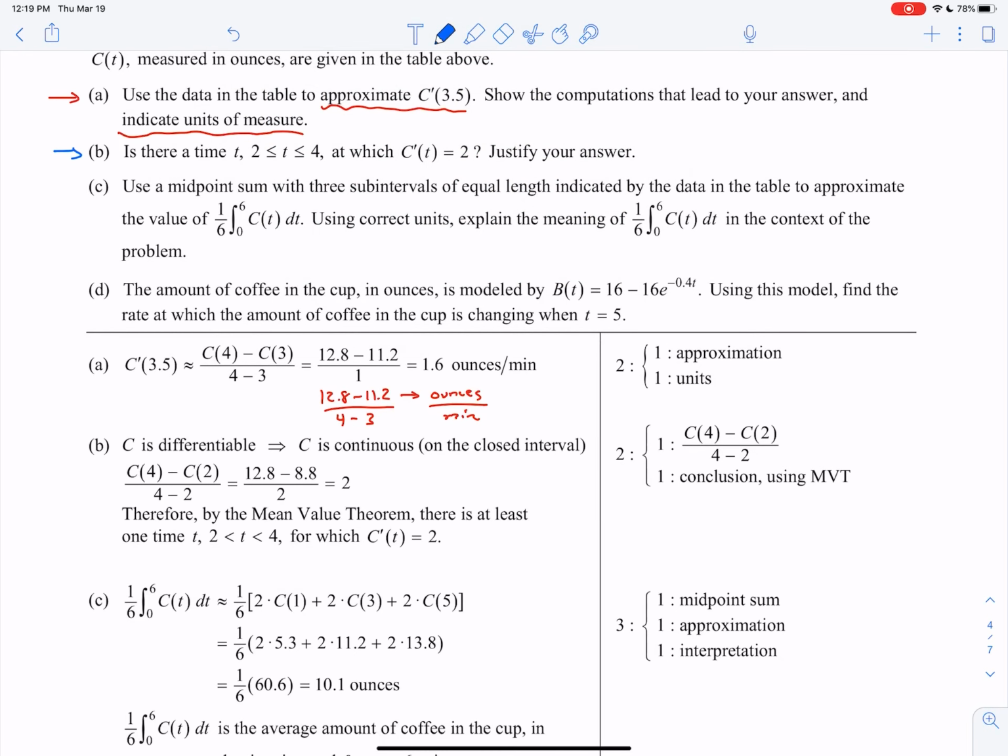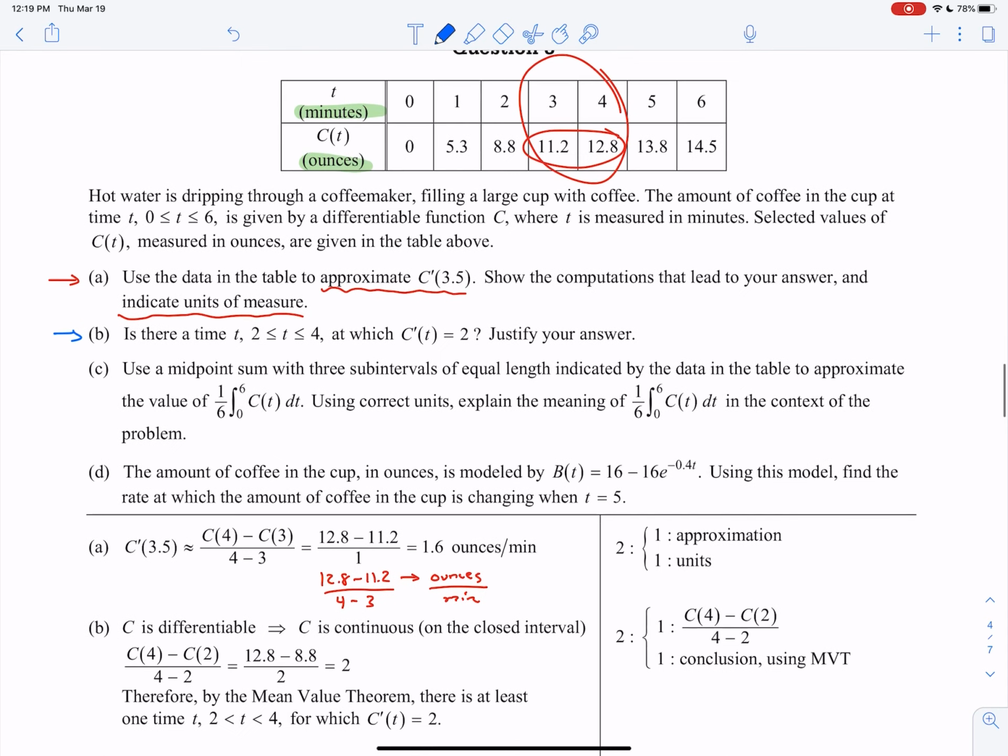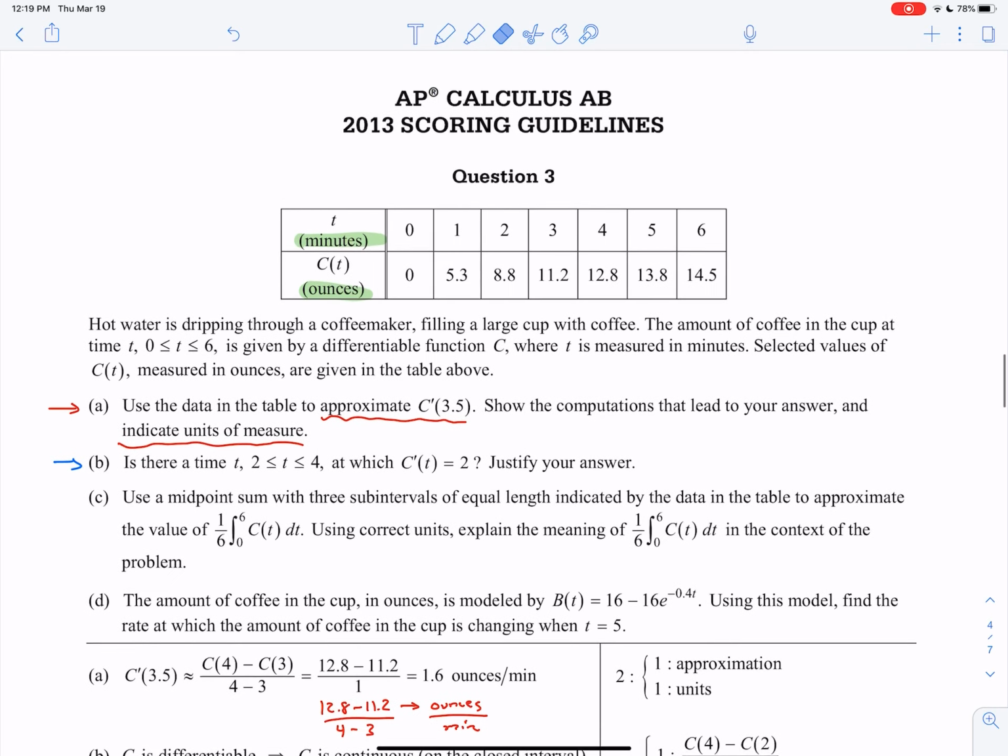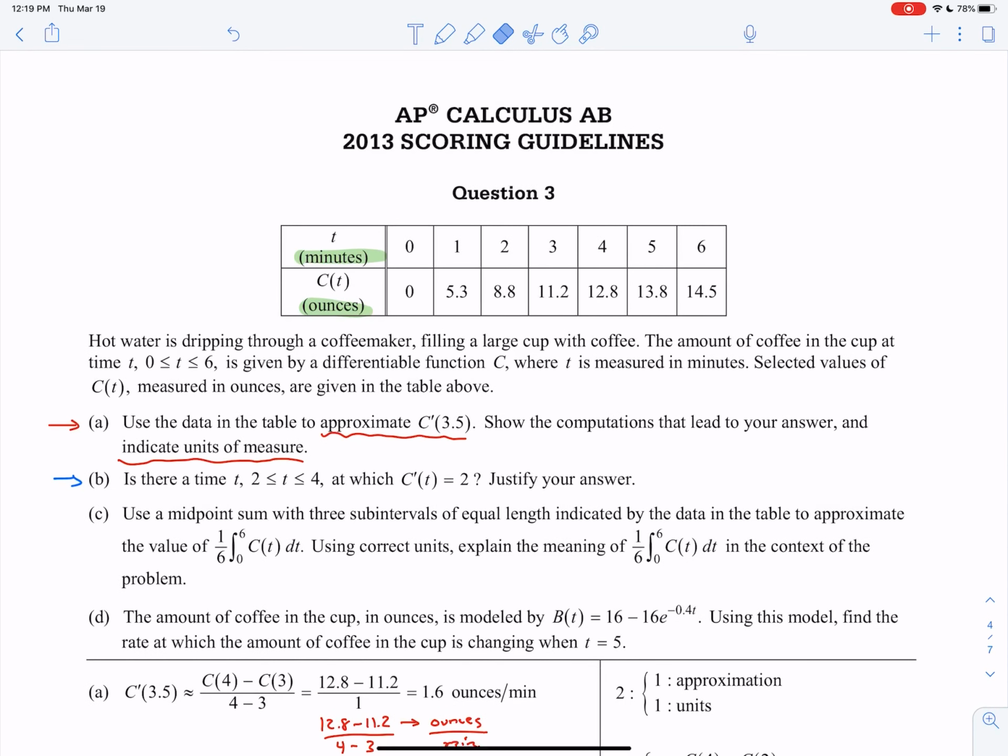Part B, is there a time where a derivative comes out to 2? Okay, from 2 to 4. So they actually point you in the right direction. You're only looking from 2 to 4 here. So they're asking you, is it possible for this to happen? Okay, so right away, the phrasing of this question, I'm either thinking IVT or MVT. But because they're talking about a derivative, right away, I'm going to think of MVT here.